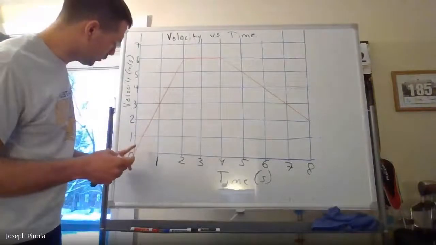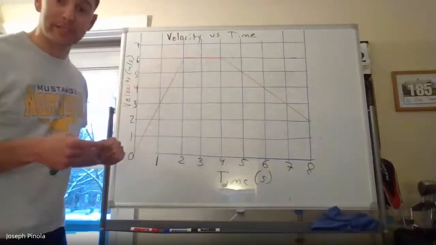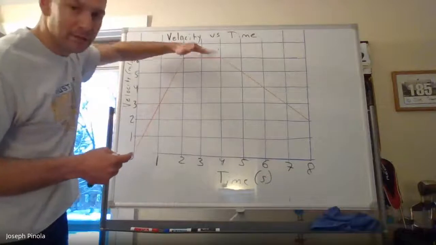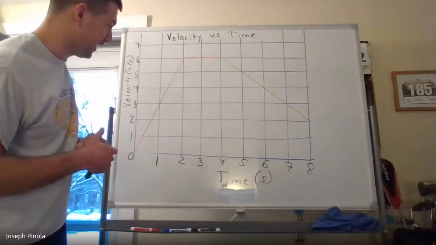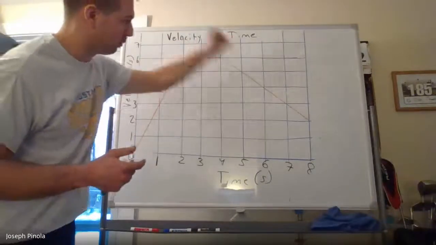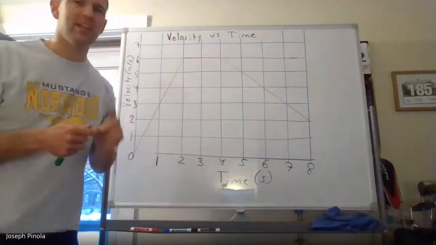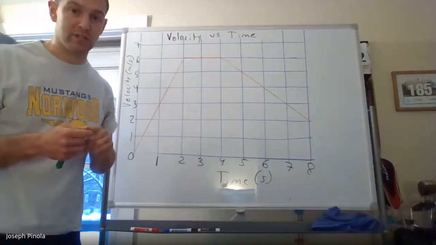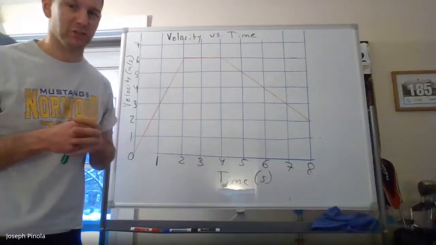So a line like in the first part, sloping upwards, meant speeding up on a velocity versus time graph. Flat meant we were moving at constant speed and not accelerating. And sloping downwards clearly means that we are slowing down, which is still an acceleration because the velocity is still changing.